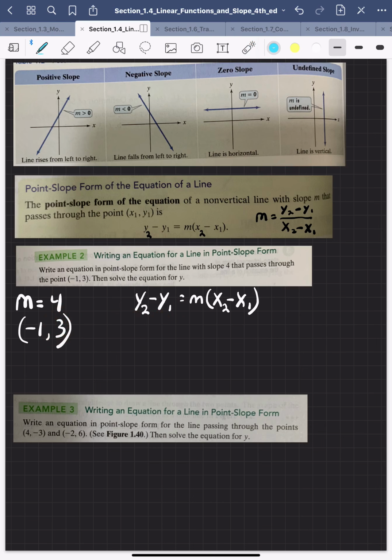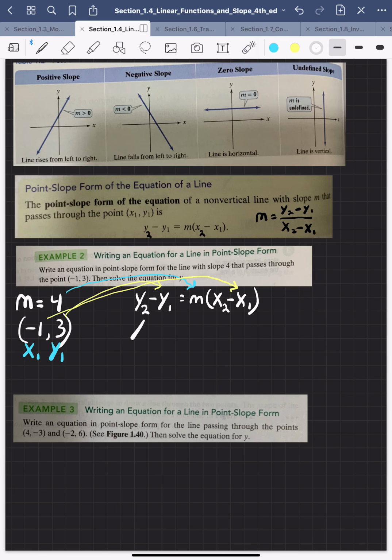Long story short, this is important. The point that you're given, since you're only given one of them, we're going to call this x1, y1. Now, that's important. And now all I'm going to do is draw you some arrows. Ready? So 4 goes here, 3 goes here, and negative 1 goes here.